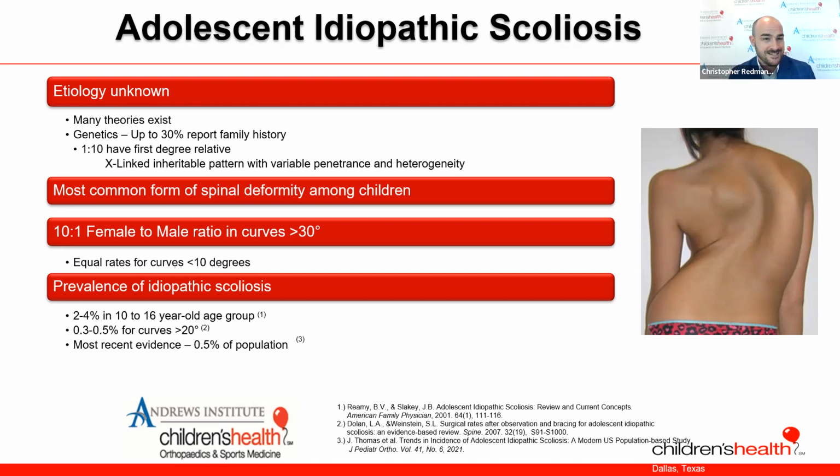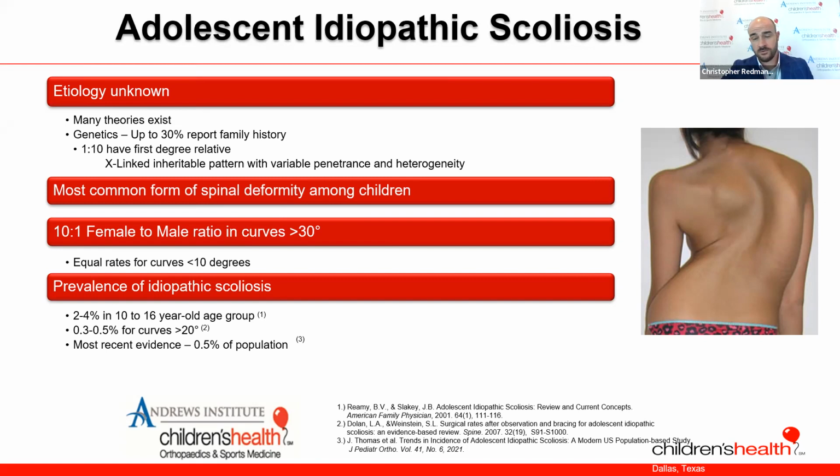It is believed that there is an X-linked pattern, however, because it is impacting females 10 to 1 for curves greater than 30 degrees. The overall incidence, though, of idiopathic scoliosis is found to be in a range of 2 to 4% in 10 to 16-year-old patients. However, more recent literature has actually indicated that this might be slightly lower, with only 0.3 to 0.5% of the adolescent population having curves greater than 20 degrees. I do want to point out again that this is most commonly in females for large curves. However, when we look at curves that are smaller, as far as what we call spinal asymmetry, that don't meet the 10-degree definition, it is equal between the two forms.